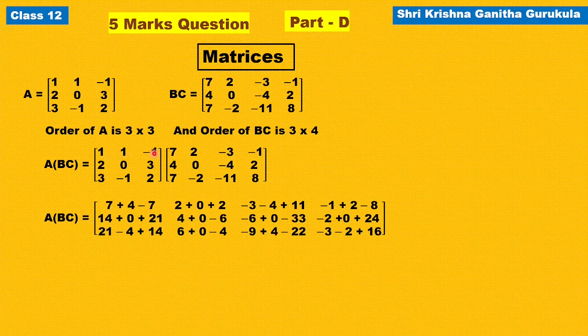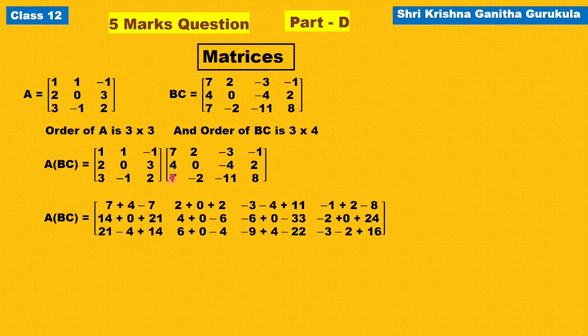Now first row to be multiplied with the terms of the fourth column. That is 1 into minus 1 is minus 1. 1 into 2 is plus 2. Then minus 1 into 8 is minus 8. That gives us minus 1 plus 2 minus 8. Now we are done with first row. Again, next we will be considering second row and multiplying with the corresponding terms of all the four columns.